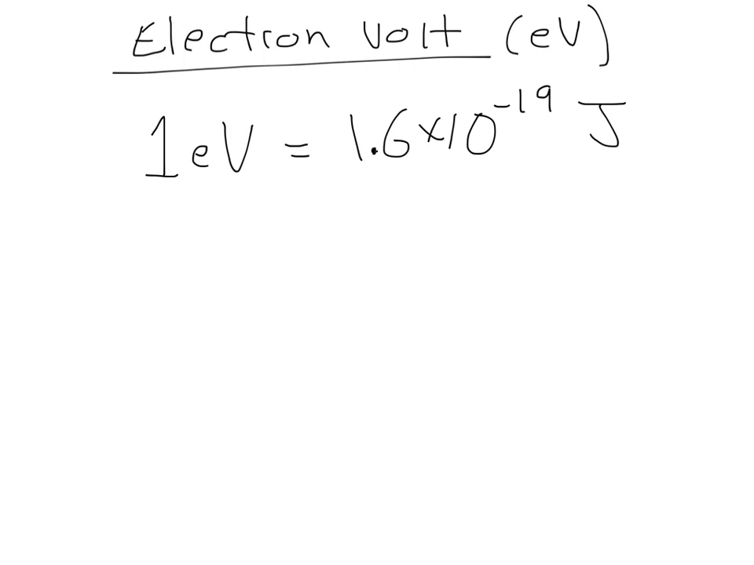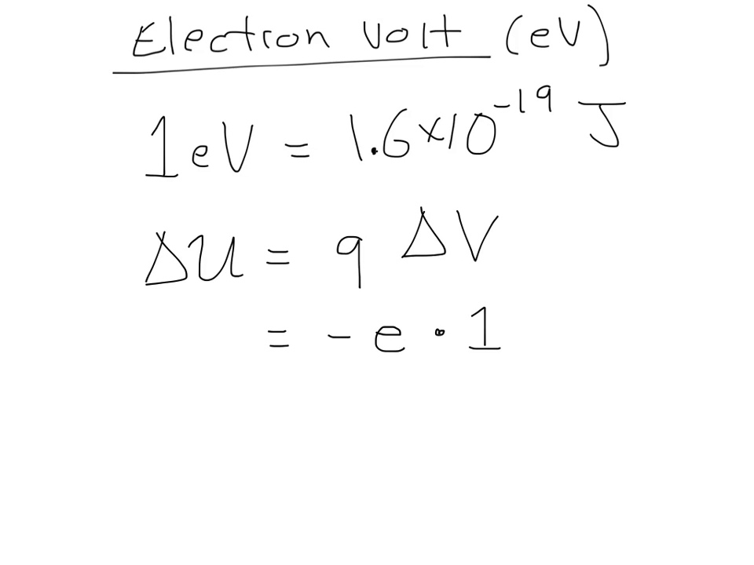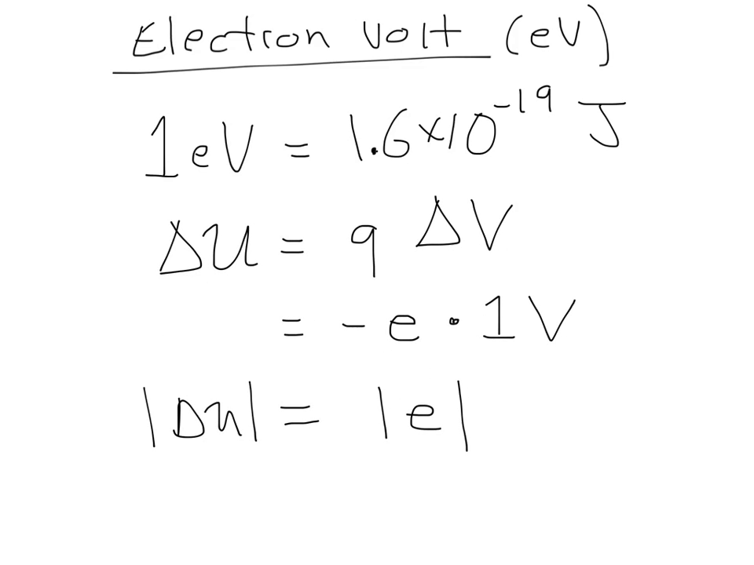You can see that very simply by using the formula that we derived before: the change in potential energy is equal to the charge on the particle times the change in the potential. In the case of an electron, that would be minus E, and if the potential change is 1 volt, you see that the numerical value would be the numerical value of the charge on the electron. But the units, of course, would be joules.